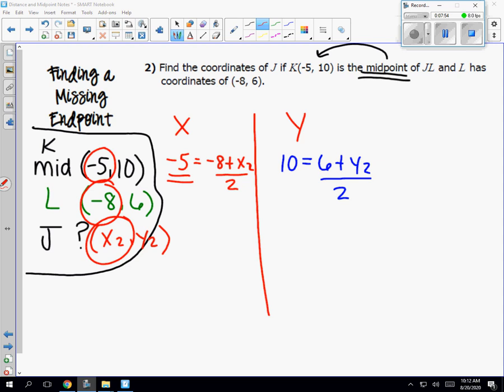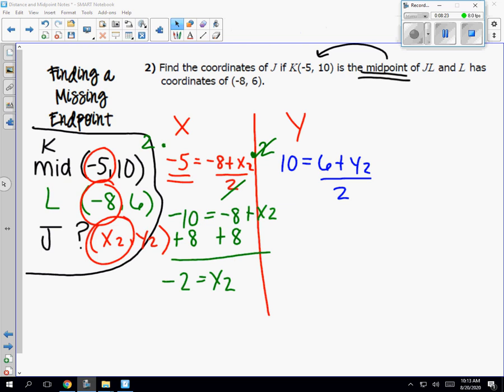So I plug them all in. So -5, my midpoint x always goes on the opposite side of the equation. And then my rest of my x's are -8 plus x2 divided by 2. So I need to get 2 off the bottom, so I multiply both sides by 2. I'm crossing them out. I have -10 equals -8 plus x2. I add my 8, opposite operation on both sides. And now I have -2 equals x2.